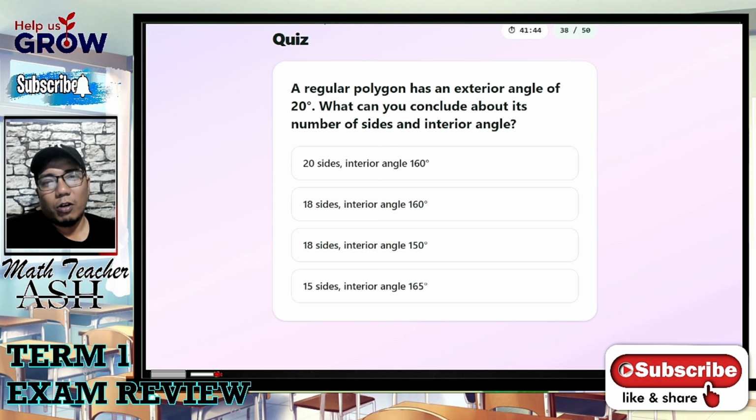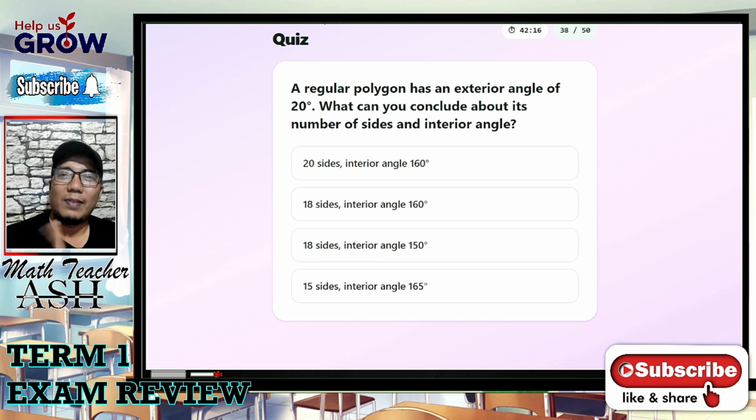A regular polygon has an exterior angle of 20 degrees. What can you conclude about its number of sides and interior angle? It has 20 sides and interior angle is 160 degrees? Or is it 18 sides, interior angle is 160 degrees? Or is it 18 sides, interior angle is 150 degrees? Or is it 15 sides, interior angle is 165 degrees? What do you think is the answer, my dear math learners?